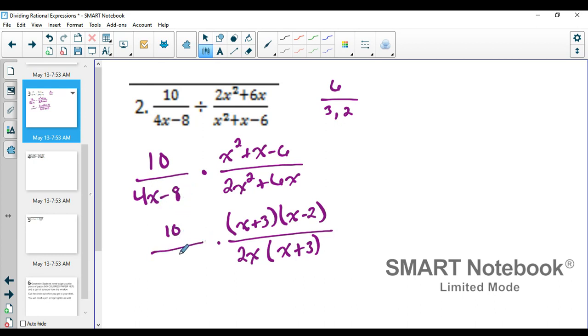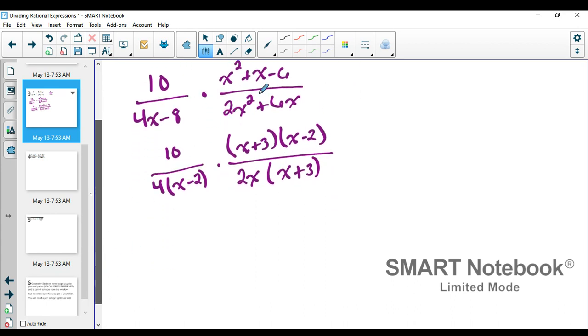4x and 8 have a common factor of 4. So we're going to take that out. And 4x divided by 4 is x. Minus 8 divided by 4 is -2. And there we go. At this step, we can get rid of a lot of stuff. Because if you look, we have an x plus 3 in the numerator and the denominator over here. So those are going to go away. And then we also have an x minus 2 in the numerator and the denominator here. So we're also going to get rid of those.